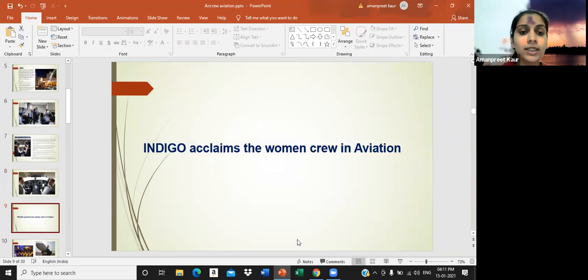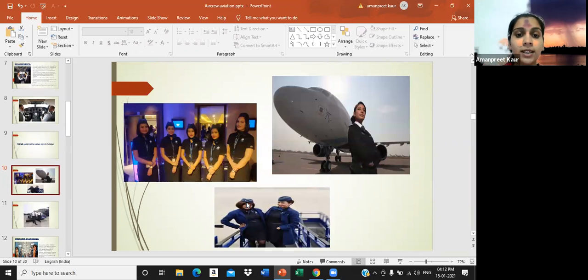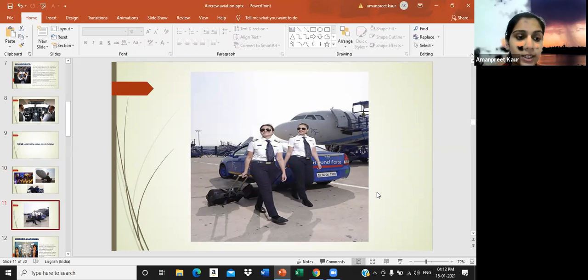Now I come to this, that IndiGo acclaims the woman crew in aviation. This means that the IndiGo airline is more focused toward woman-oriented hiring, because in IndiGo Airlines there is a rule that in cabin crew they hire only women. But in the case of pilots, they hire both men and women. So they are more inclined towards hiring women staff. As you can see in this image also, there are women in the cabin crews, but in the pilots it is optional. It can be both men and women. Here is the image of women pilots in the IndiGo Airlines.